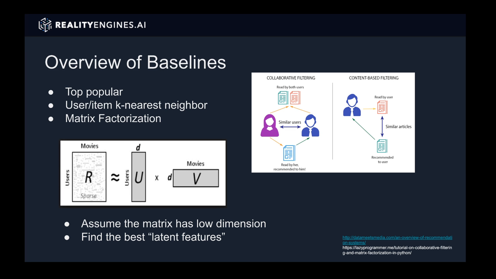Okay, and so once we make those assumptions, it turns into a huge optimization problem to find the best matrices U and V that can model our true matrix.